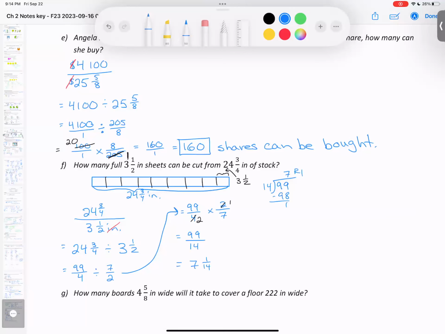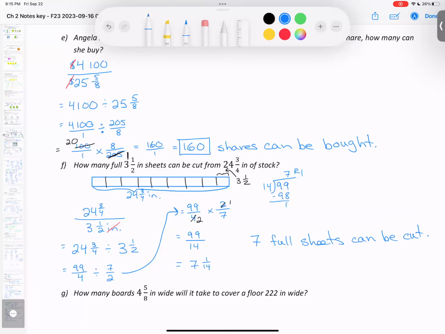Okay, now let's look at the question. It asks us how many full sheets can be cut. We can cut 7 sheets, and then we're going to have a little strip of paper left over that's wastage at the end. So our answer here would actually be 7 full sheets can be cut, because we don't really care about that waste. 7 full sheets can be cut.